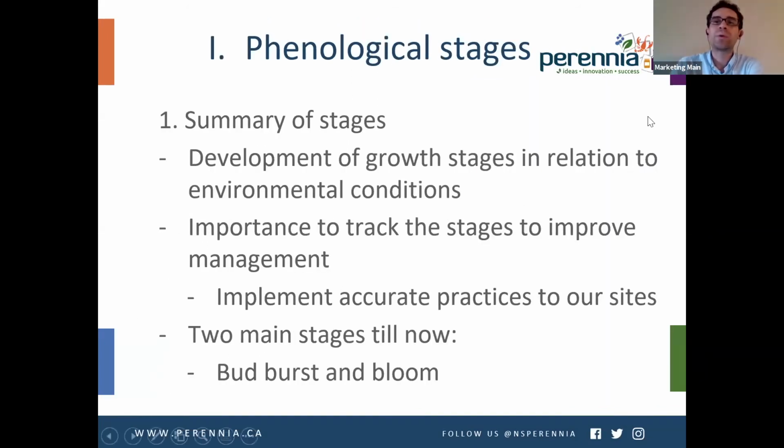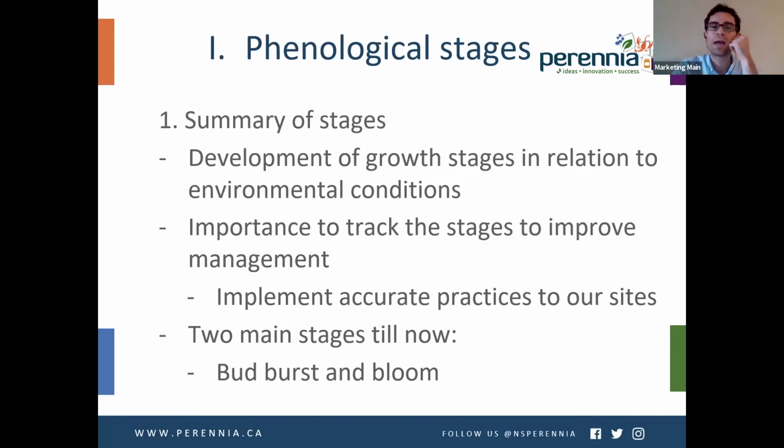So we already discussed the phenological stages. It's the development of growth in relation to environmental conditions. Depending on what is happening outside, as Jeff showed, it will impact the plants in one way or another through the heat on the root system, the environment, and precipitation. So it's important to track the stages to improve our management, because when we know when each stage is happening, we can implement accurate practices at our sites. You will see in the next slides how different the reaction of these plants is compared with Jeff's.